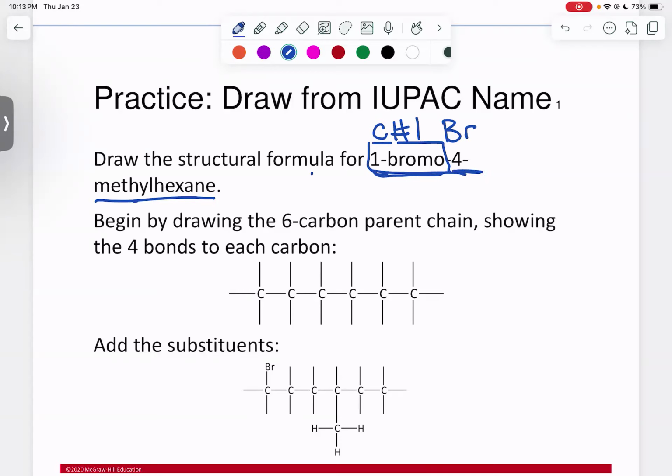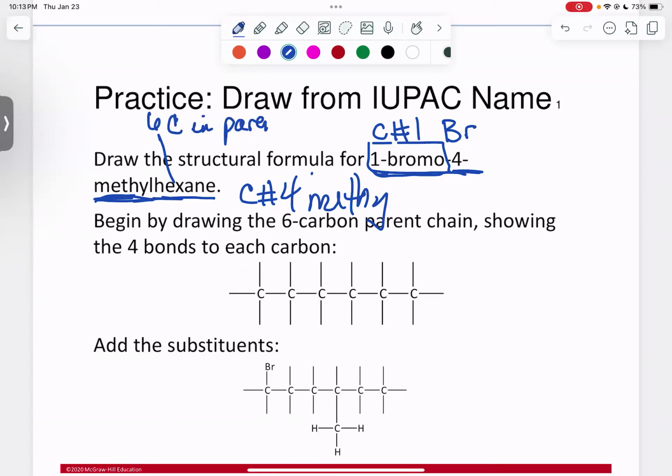Then coming off of carbon 4, we have a methyl group. So carbon number 4 is a methyl. And then hexane, hex is going to tell me that I have 6 carbons in the parent. And then ane tells me all carbon-carbon single bonds. And I'm telling you, it really helps to write all this stuff down. And then when you draw it, you can come back and go, okay, I'm just checking things off.